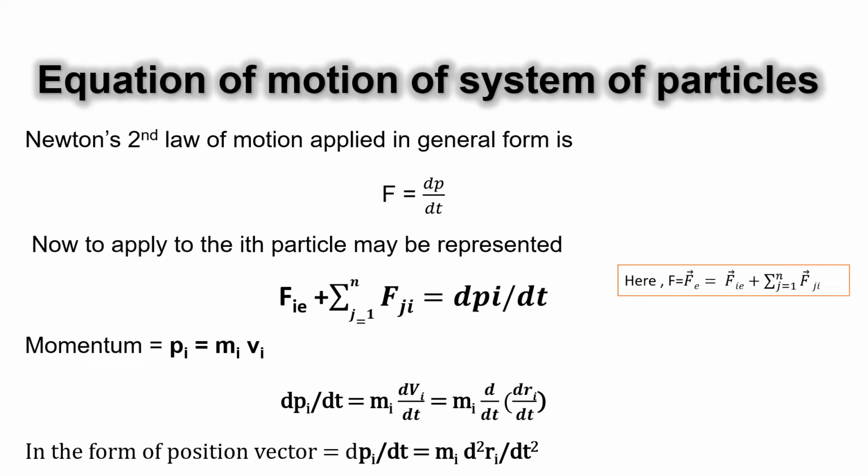Now that we have got this value of dp_i/dt, we can substitute in the above equation F_i^e plus summation j = 1 to n F_ji is equal to, in the place of dp_i/dt, we can substitute m_i d²r_i/dt². Substituting this value we will get the next point.